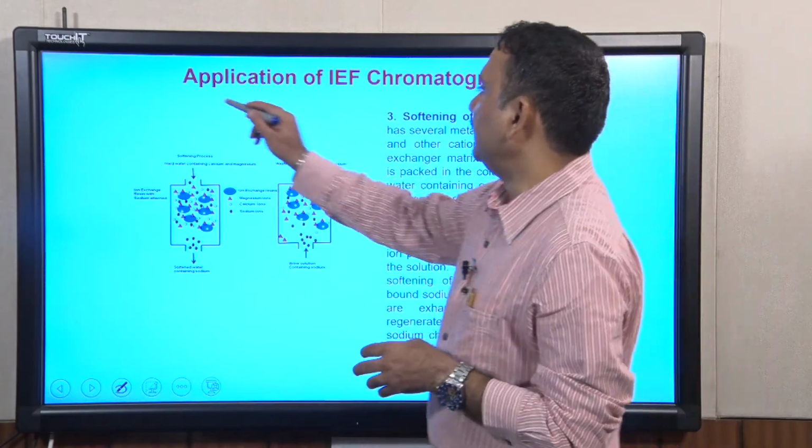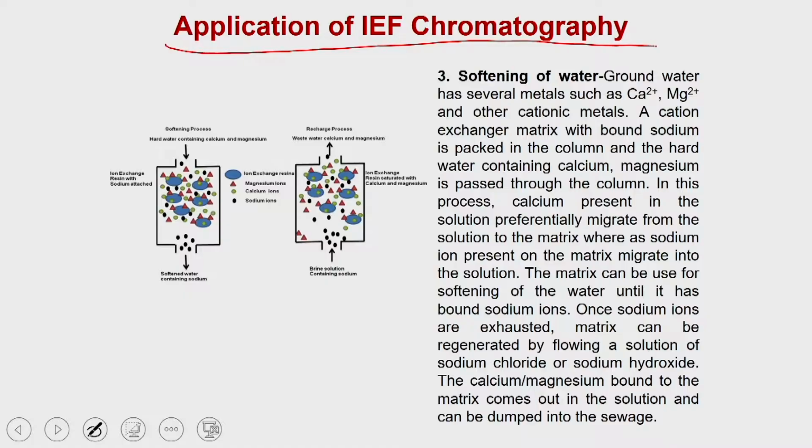Now, this is a daily-use application of ion exchange chromatography, where it can be used for the softening of water. You know that the water we get from groundwater has several metals as contamination, such as calcium, magnesium and other cationic metals. A cation exchange chromatography matrix with bound sodium is packed in a column, and the hard water containing calcium and magnesium is passed through the column.